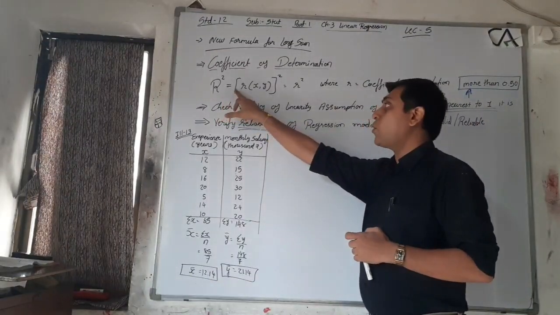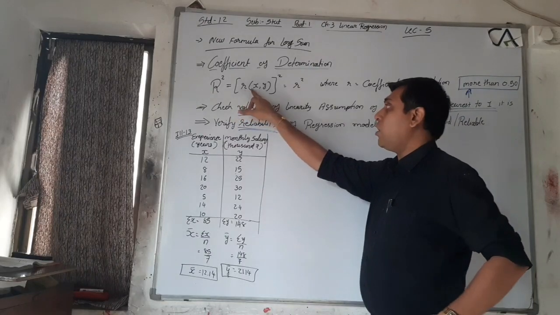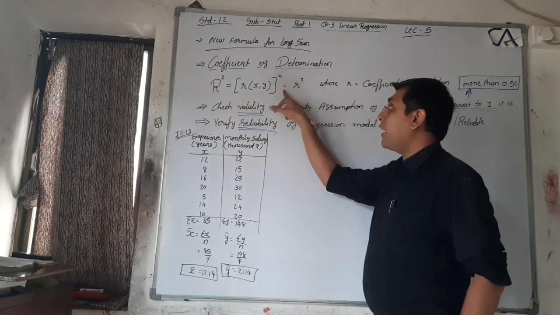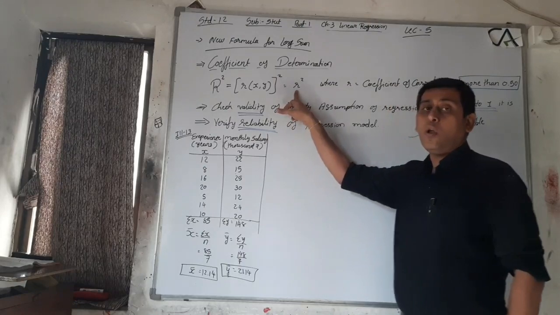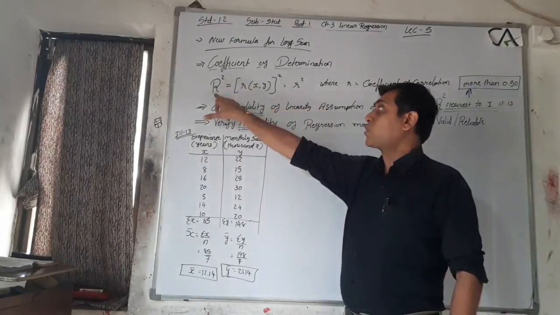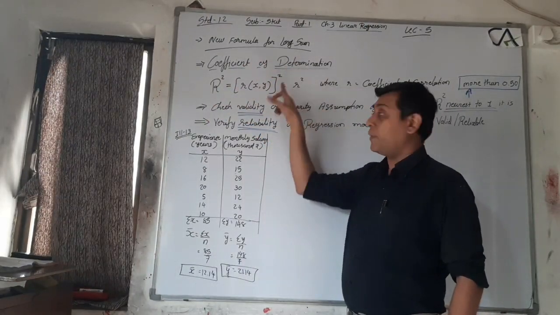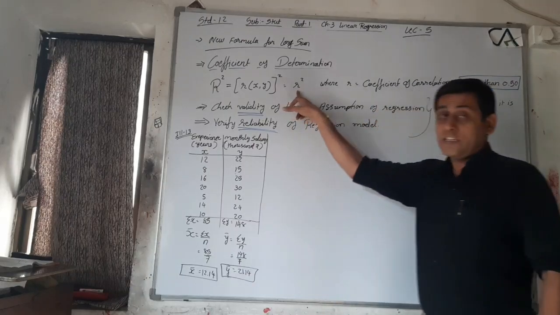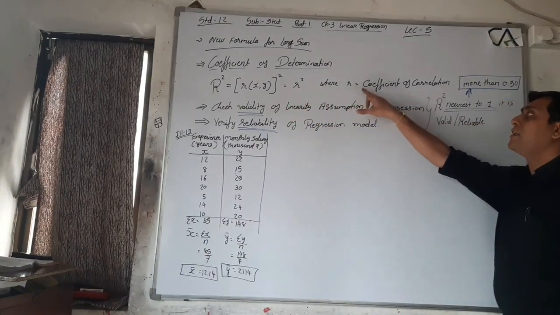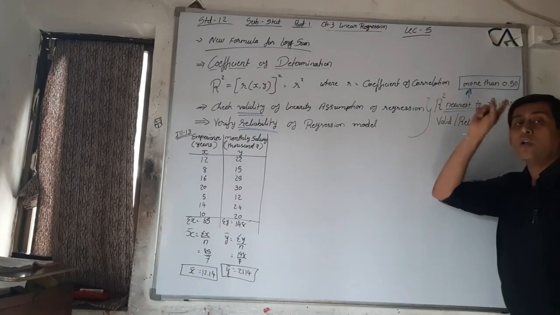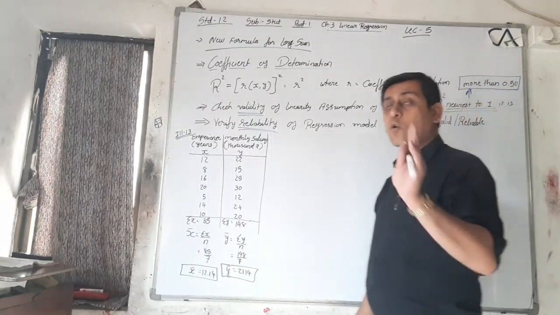Capital R square is equal to (r of xy) square, that is you can say small r square. Capital R square is the coefficient of determination. Small r square, what is small r? Small r is the coefficient of correlation, or you can say correlation coefficient.